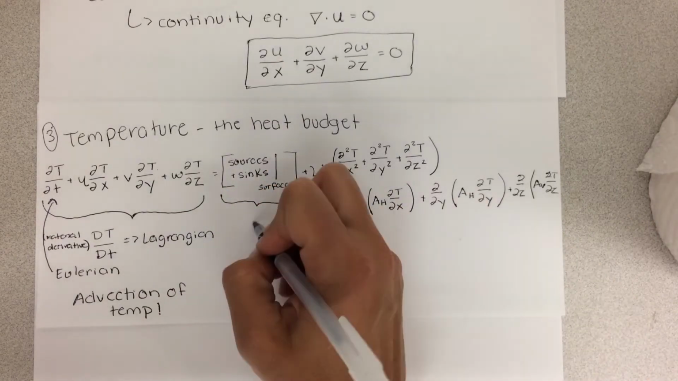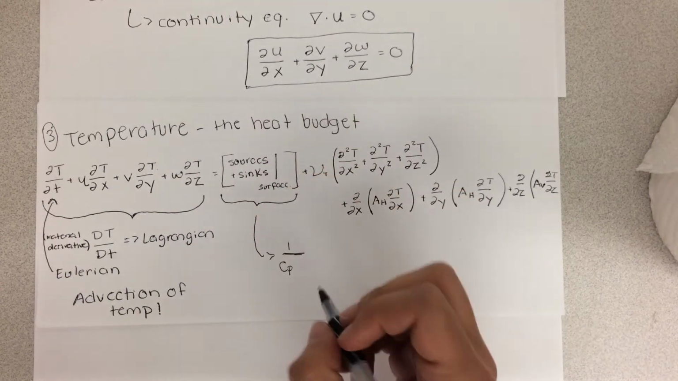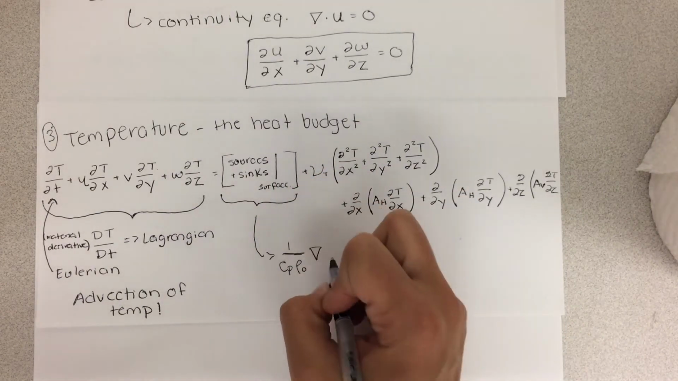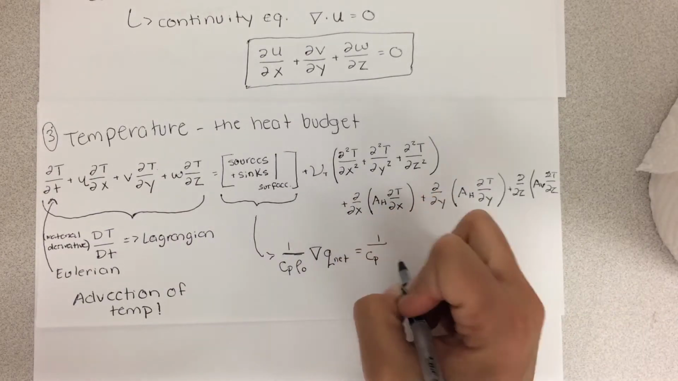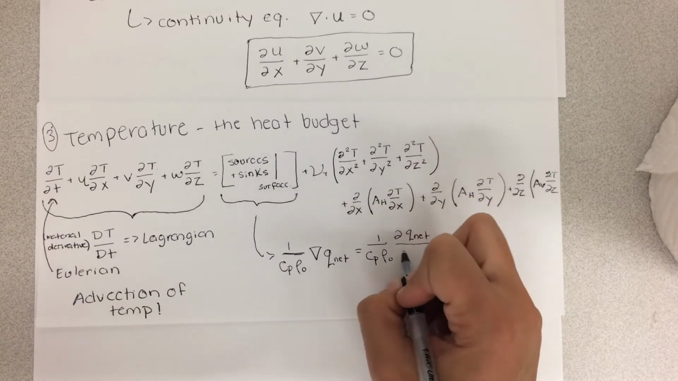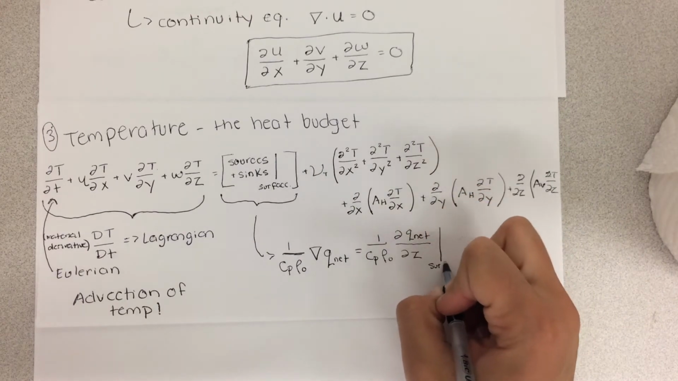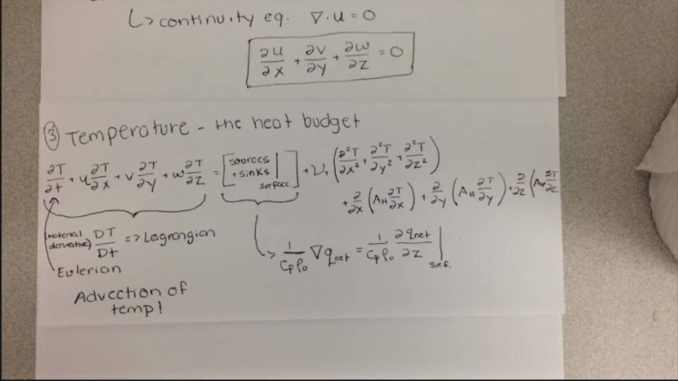Now, on our right-hand side of the equation, we have our sources and sinks at the surface of the ocean. This can be described by 1 over the specific heat of water times rho naught, all multiplied by the gradient of the net surface heat flux, or Q net. Surface heat flux only acts in the z direction because heat is only lost or gained across the surface. So we are left with only the change of Q net with respect to z at the surface of the ocean.